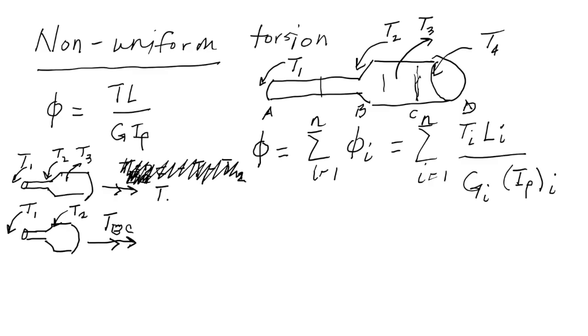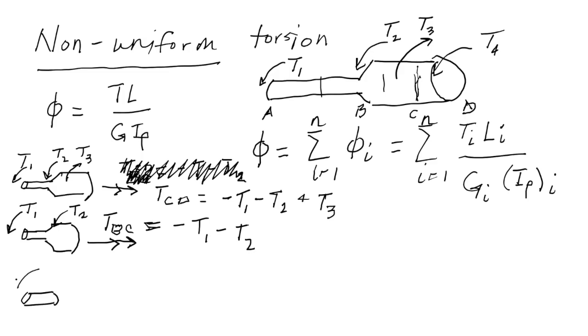So T_CD should be equal to minus T1 minus T2 plus T3. And then this one should be minus T1 minus T2. And the last cut is just this little one here, minus T1, and then T_AB is equal to minus T1. Okay, so that's the statics for this problem.